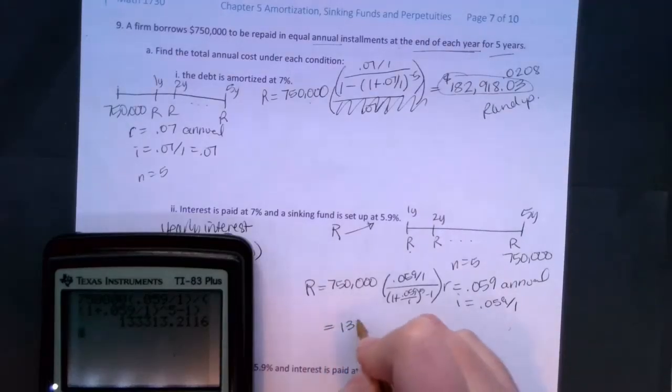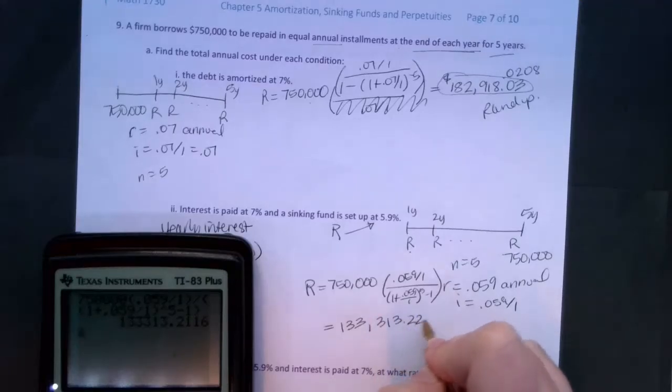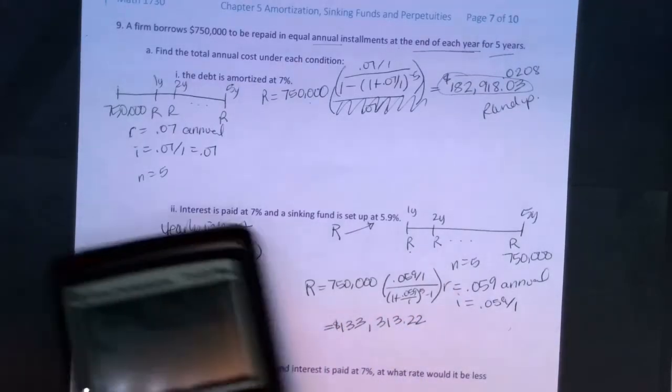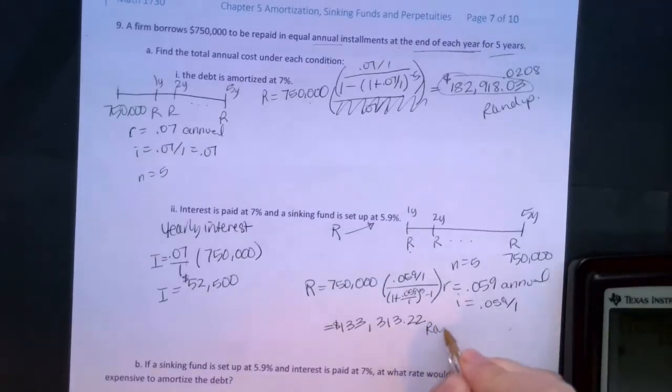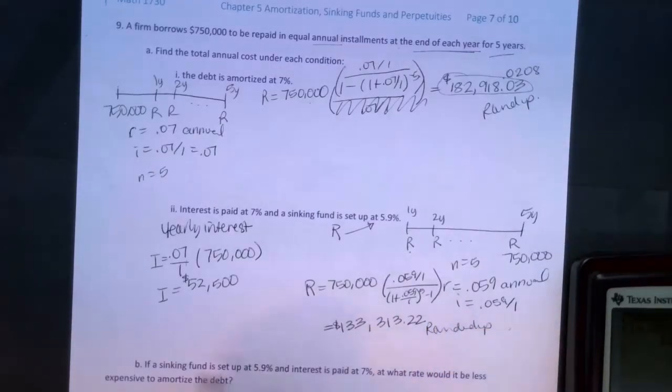So we get 133,313 and 22 cents, again rounding up that payment to the nearest penny. Okay, again we rounded up the payment. So then here our total periodic payment is going to be these two together.